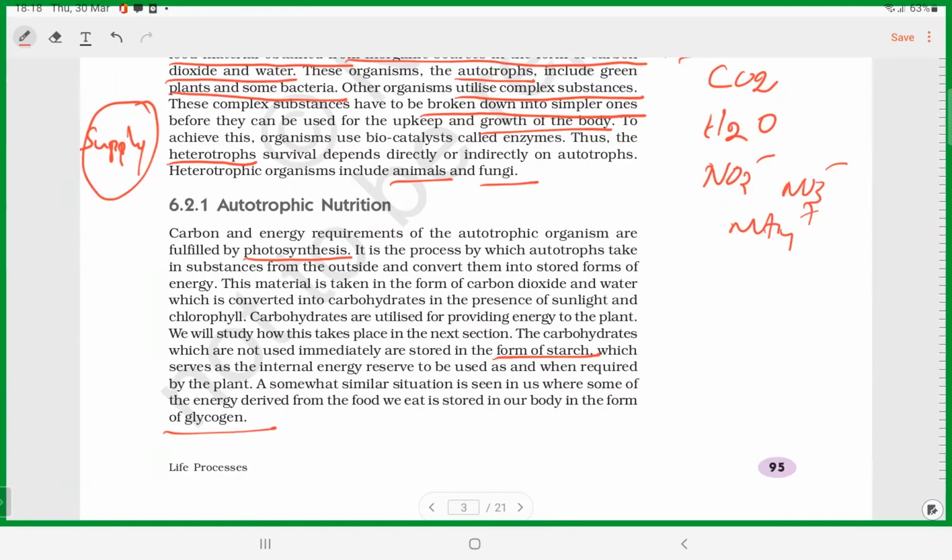Starch is a polysaccharide made up of glucose. Millions of glucose molecules together make starch. Glycogen, again a polysaccharide. Glycogen is a polysaccharide made up of the monosaccharide called glucose. Same answer, right? Starch is a polysaccharide, glycogen is a polysaccharide. Starch is also made up of glucose. Glycogen is also made up of glucose. Then what is the difference? Why am I asking about the difference?